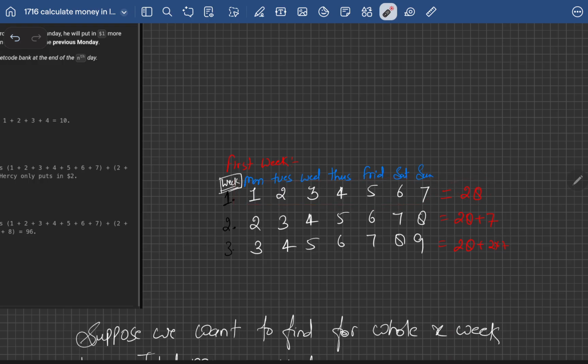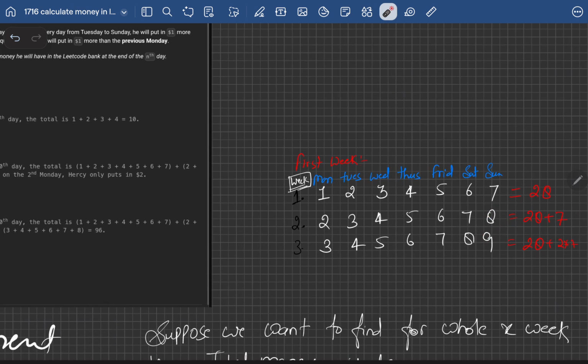If the question asks after the 7 days, then we will have 1 week and the answer will be 28. Suppose the question is asking for whole weeks, like after the 7 days, after the 14 days, then we can give the sum of it. But the days can be partial in a week, like it can ask for 20 days. 20 days means 2 whole weeks plus 6 extra days.